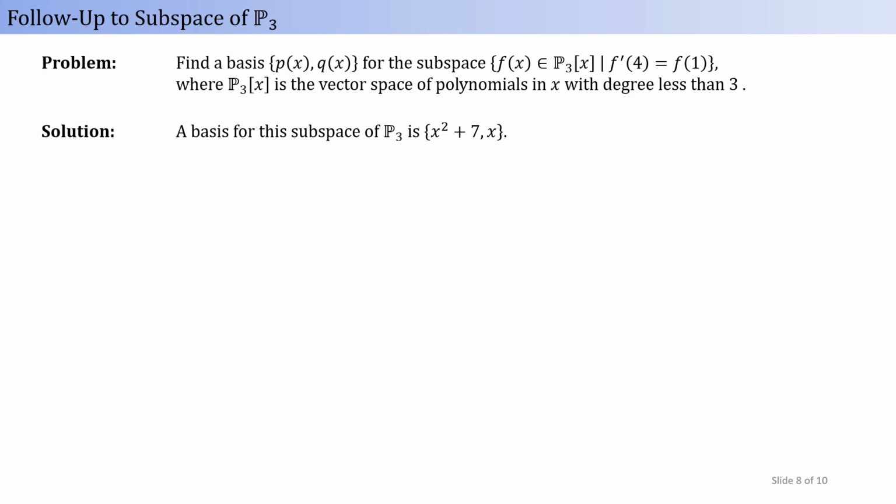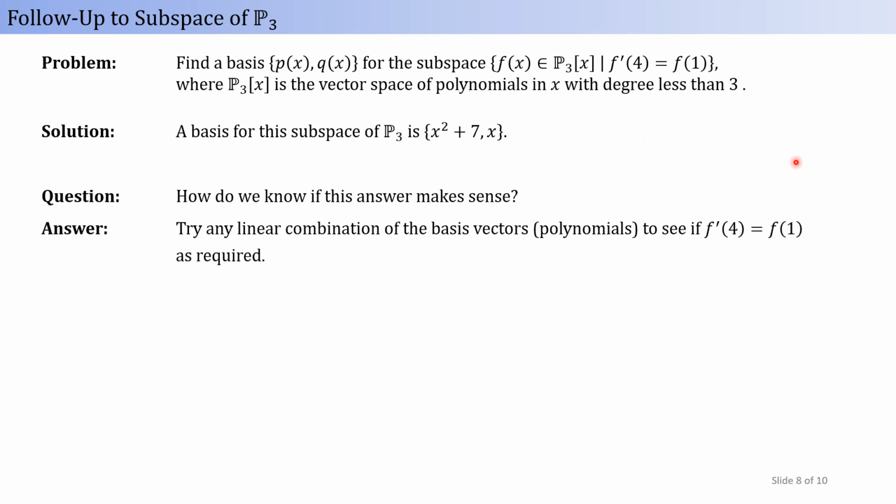Now, with a problem like that, how do you even know if the answer is correct? Well, remember that a basis is basically the necessary vectors that you need to span anything in that space. So if you take any linear combination of those vectors, then the requirement that f prime of 4 equals f of 1 should still work, right? So that's exactly what we're going to do.